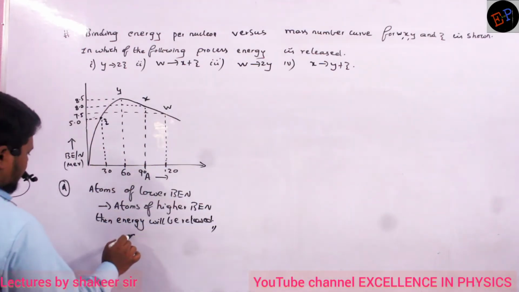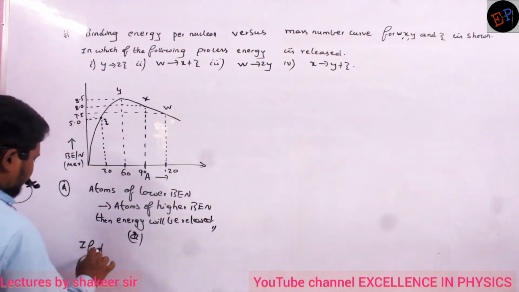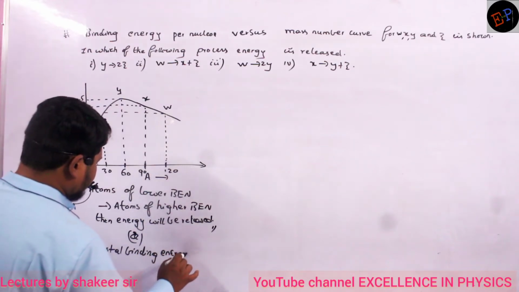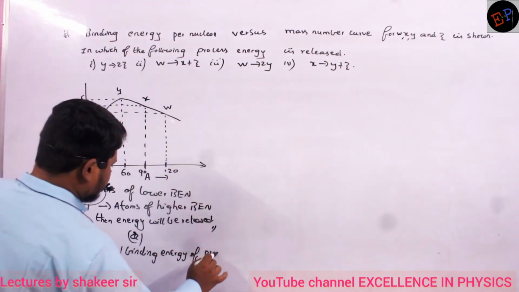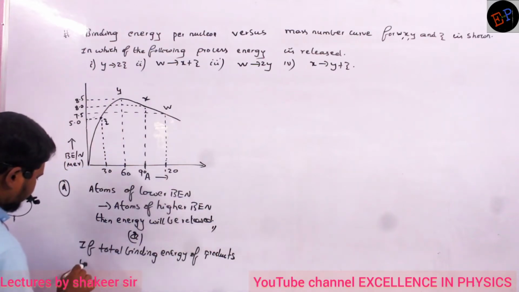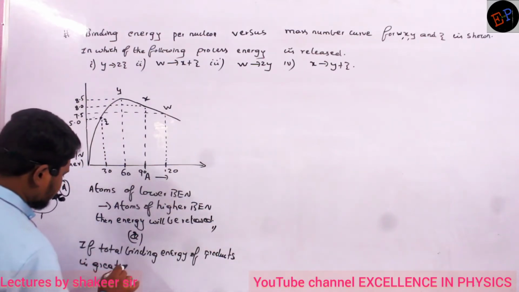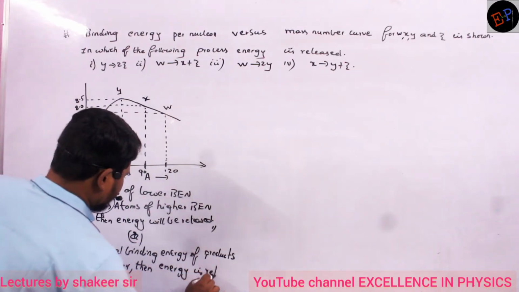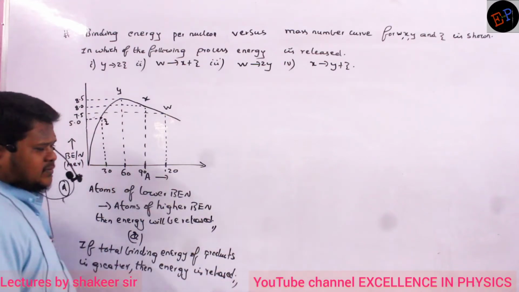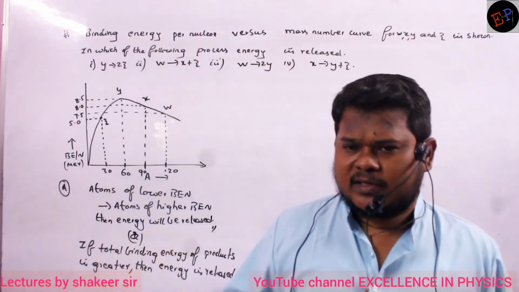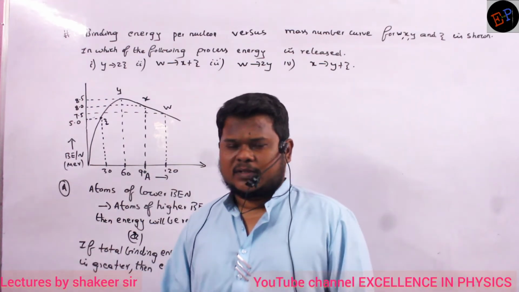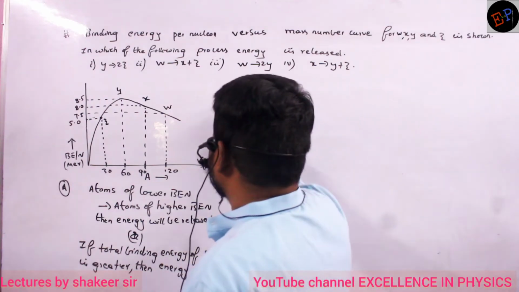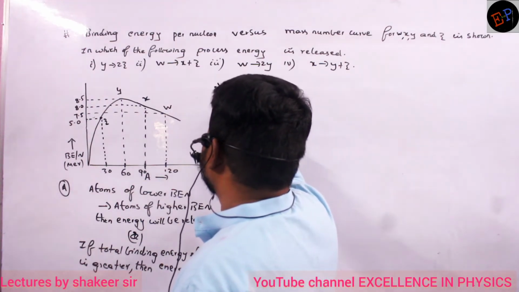This is one case. Or you can say that if the total binding energy of products is greater, then also energy is released. So when compared to reactants, if the products' binding energy is greater, it means more energy is released. And if more energy is released, atoms will be more stable. Understood? Now take the first reaction, the first operation, Y converts into 2Z.